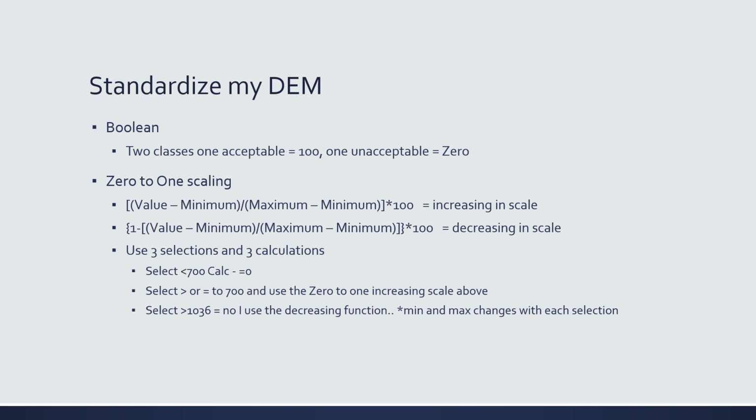The next thing I'm going to do is standardize my DEM. I'm going to do sort of both examples, the student kind of example at the top and then my 0 to 1 scaling example. And I've got 2 different functions I'm going to use. Well, realistically, I'm going to use 3 selections and 3 calculations. The first selection, I just equal things to 0. The second selection, I'm going to use that increasing function where my values go from 0 at around 700 up to 1036, to where the value will then be 100, and then from 1036 down to 1482, it's going to go the other direction.